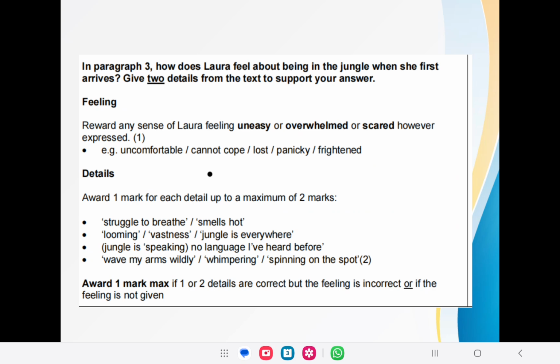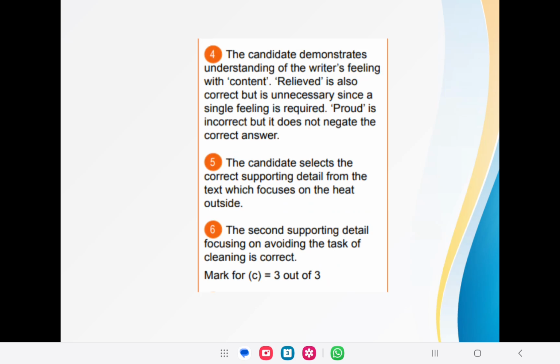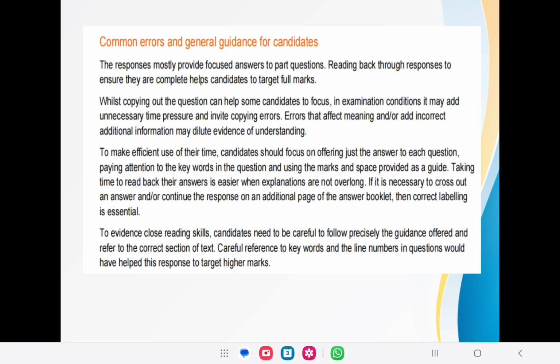If you are confused, you might not behave well somewhere, or you might feel awkward, but it has nothing to do with breathing. So you can write strangled, overwhelmed with fear, uncomfortable, uneasy, cannot cope. That shows that if you cannot cope with something, you cannot breathe properly. So any detail that you choose must show that it is the evidence of that feeling. Now just have a look at this.